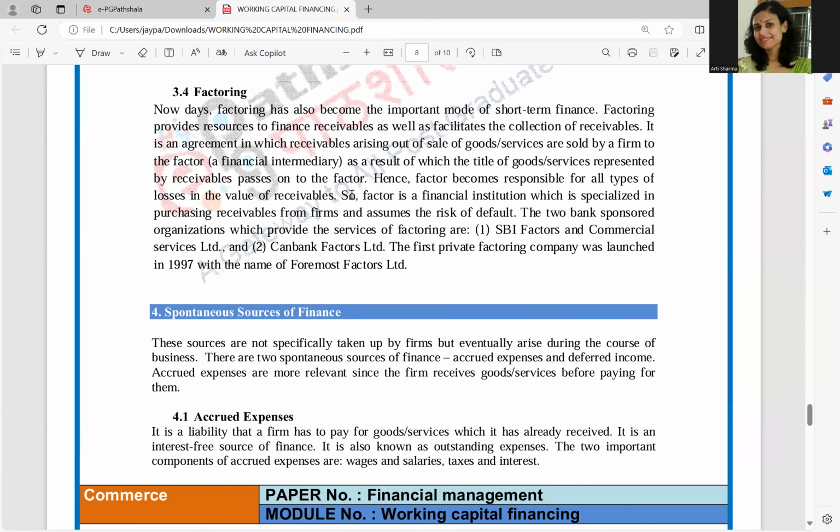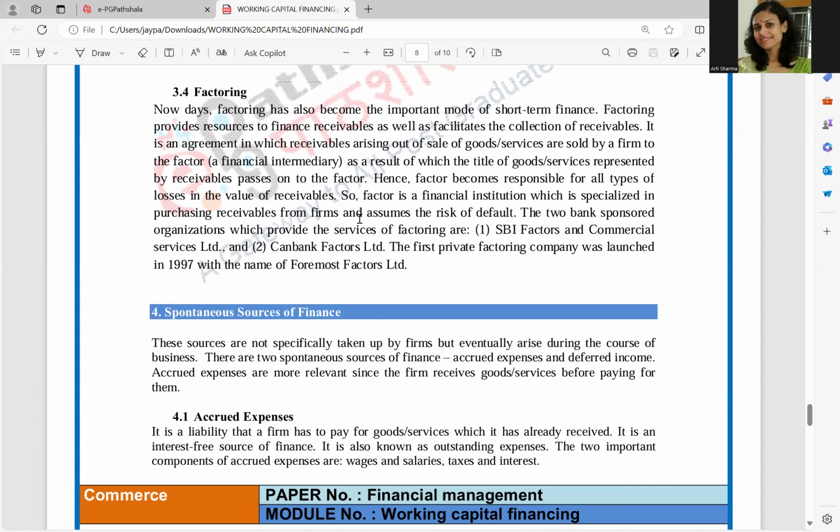They will charge as a commission or as a fee for maintaining their ledgers, their accounting books, all the accounting data, and also for providing the amount of the credit sales in advance, and for also bearing the risk of default, they charge that particular commission. And again, this factoring may be of two types. It may be recourse factoring or non-recourse factoring.